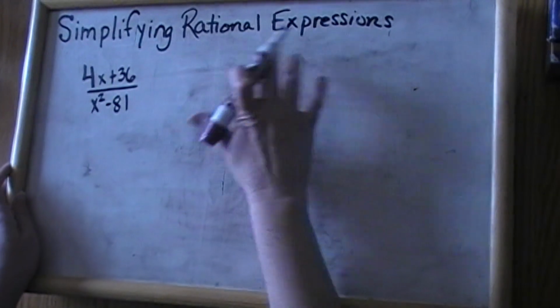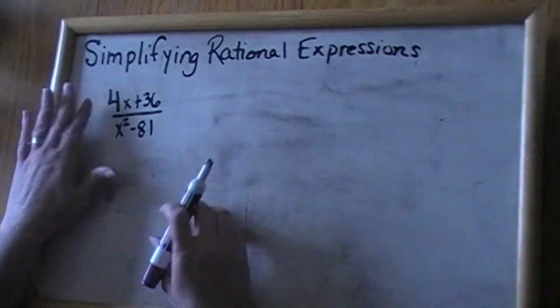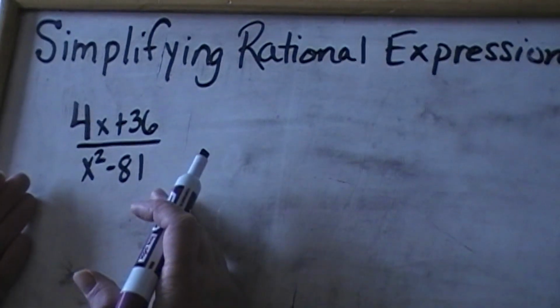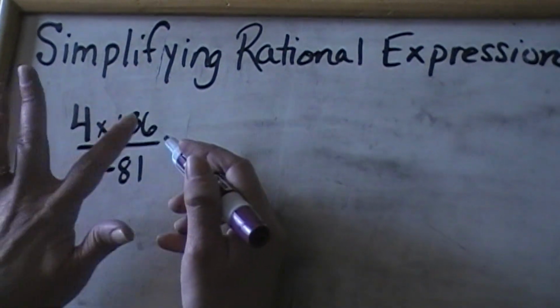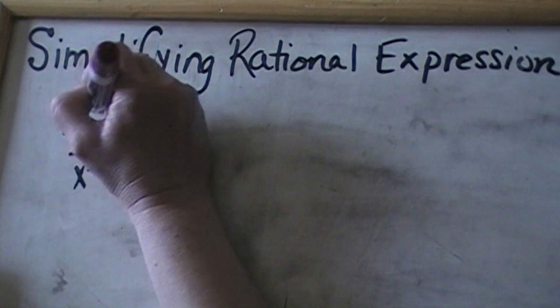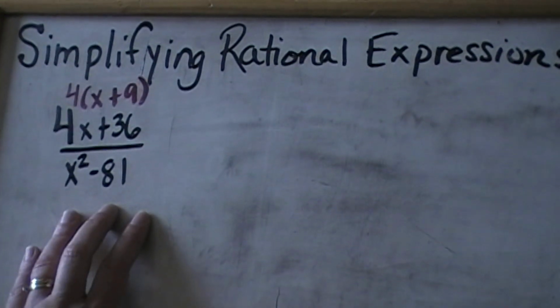Okay, simplifying rational expressions. One example you may need to deal with is this. You need to factor both top and bottom. The numerator has a common factor of 4, so we will divide 4 from both terms, leaving us with 4 times x plus 9. Now we'll factor the denominator.